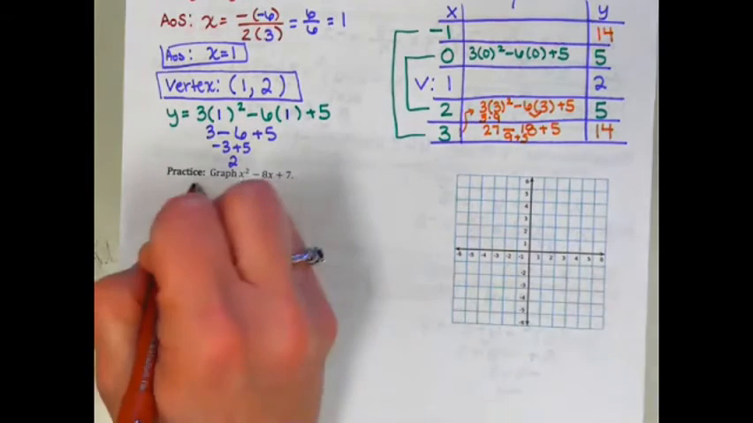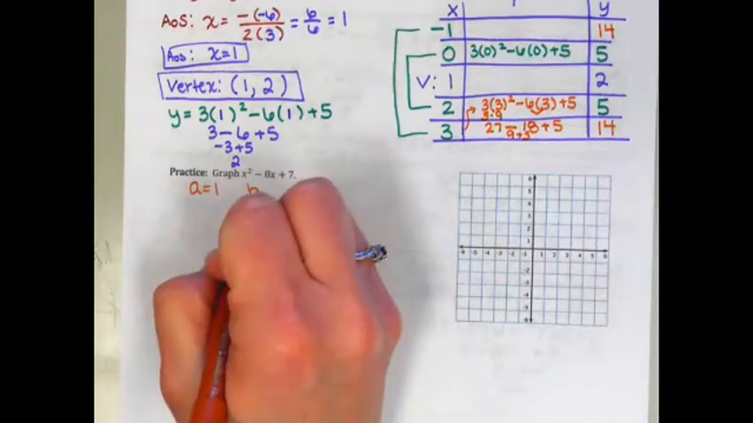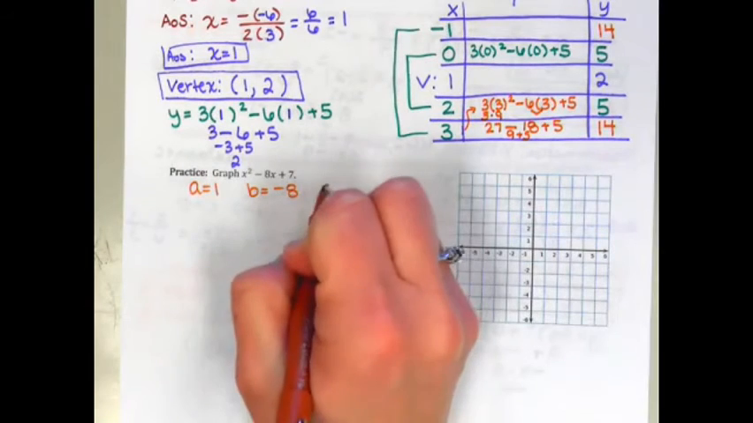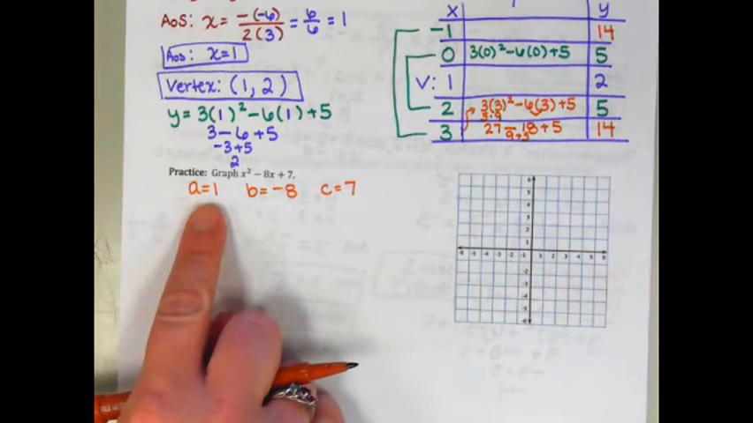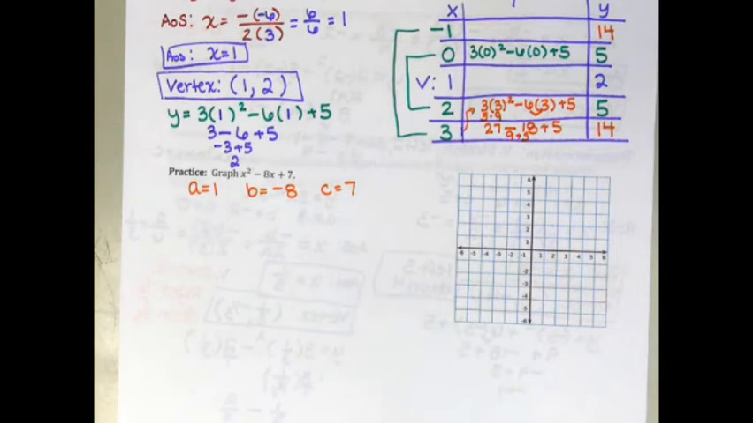What's my A? 1. What's my B? And what's my C? Is this going to open up or down? Up. Okay, it's going to open up. Do we have a vertical stretch or vertical shrink if we were multiplying by 1? If I multiply by 1, do my numbers get bigger, smaller, or stay the same? Stay the same. So we don't have a vertical stretch or vertical shrink. So the width of my parabola is going to be the same as my parent function. But we do know it's going to transform left or right, right? Because we have a b.